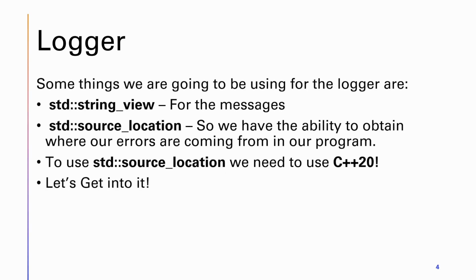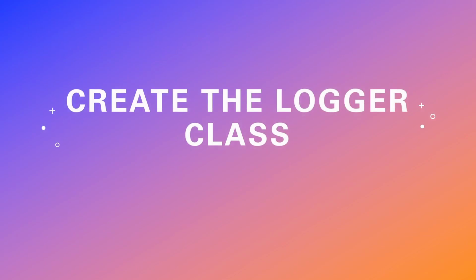So for our logger, we're going to be using the std string view for the messages, and we're also going to be using the std source location, so we can have a nice way to get the location of where our message is coming from. In order for us to be able to use the std source location, we need to set our C++ language standard to C++ 20. So we'll do that. Let's get into creating our logger class.